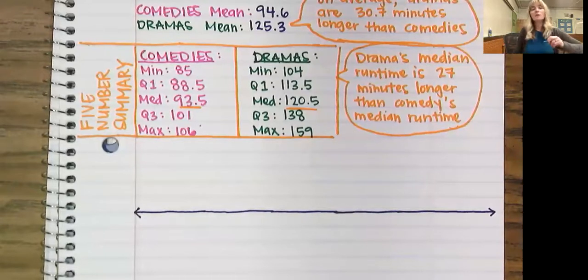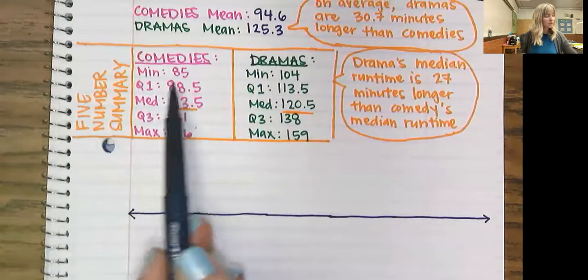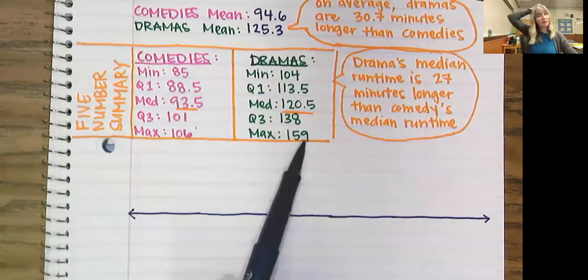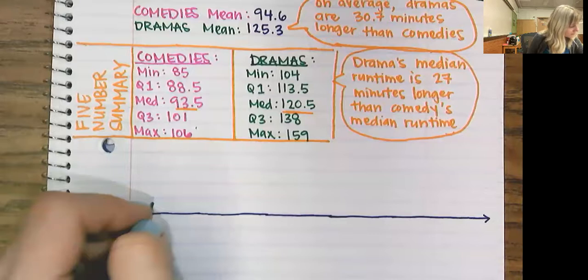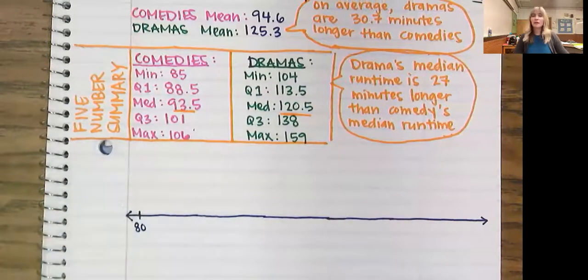So I need to know the lowest and the highest between both of my data sets. Well, the comedies has the lowest, 85. So I need to make sure my number line gets me from 85 to 159. So you know what I'm going to do? I'm going to start with 80. At the thought of drawing enough little scale markings to get from 81, 82, 83, 84, 85, 86, all the way to 159, that's crazy. Don't do that. Let's go by tens. So I'm going to go from 80 to 160 by tens.